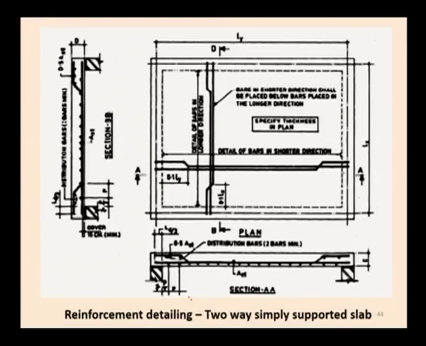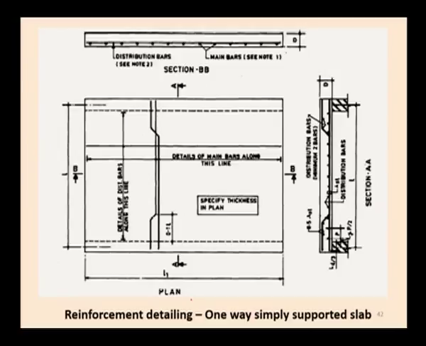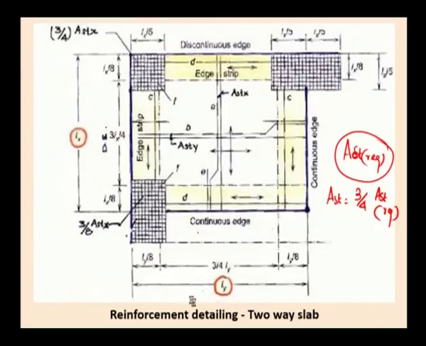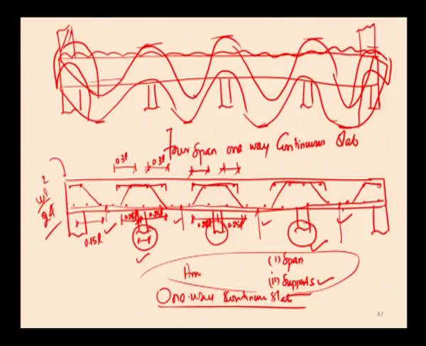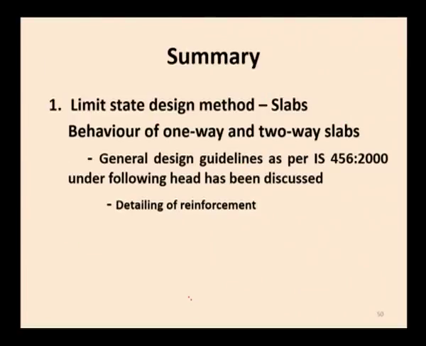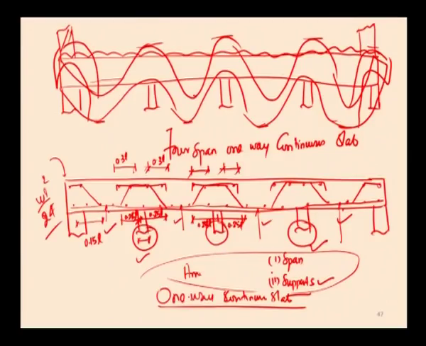This is the arrangement of reinforcement for two-way slab. This is the arrangement of reinforcement for one-way slab. This is two-way slab. This is the reinforcement required for the corner bars. Now, we come to the end of this lecture. I summarize. In this lecture, we have seen the behavior of one-way and two-way slab. We have seen the arrangement and detailing of reinforcement as per IS 456-2000 as well as SP 34 for one-way and two-way slab as well as one-way continuous slab.